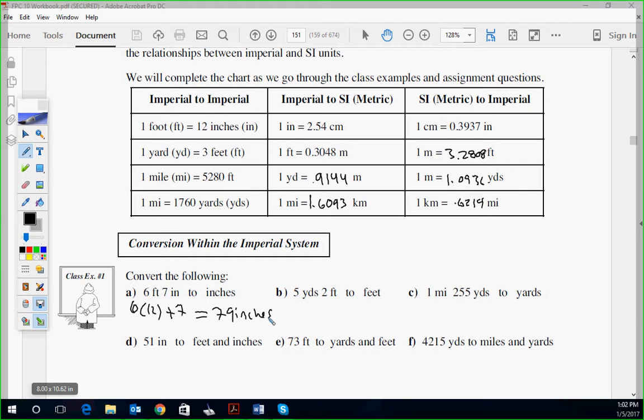Okay, 5 yards 2 feet to feet. How many feet are in a yard? 3. So we go 5 times 3 plus 2, which is 17 feet.